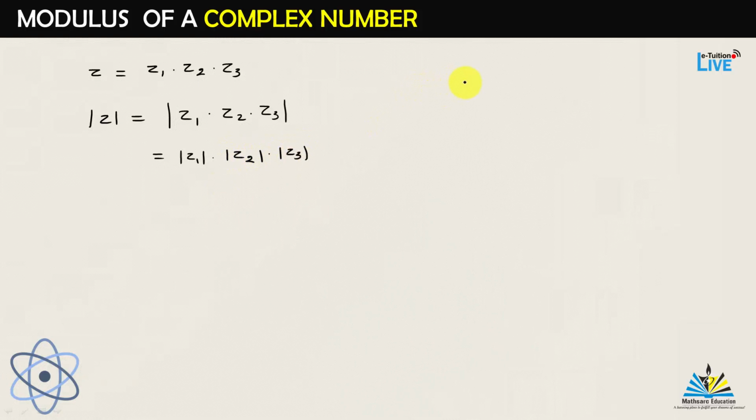Like if we have a complex number z to the power n, that implies z into z up to n times. So if we put mod over here, then this mod will distribute in this way, that is mod z into mod z into mod z up to n times. So this is mod z to the power n.